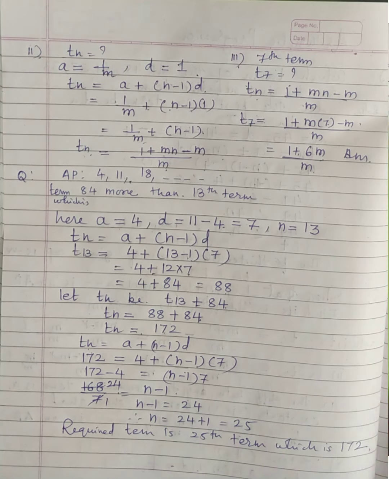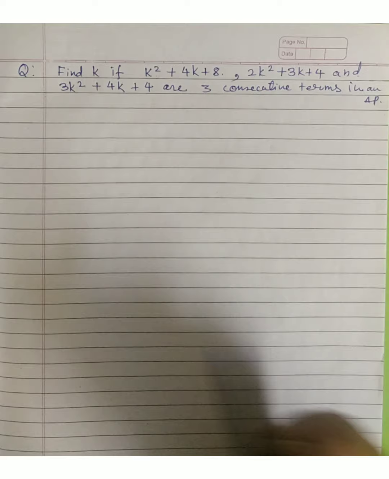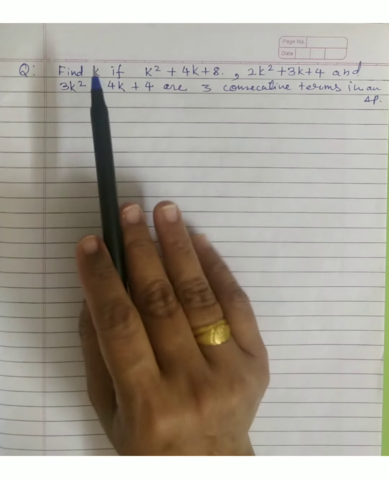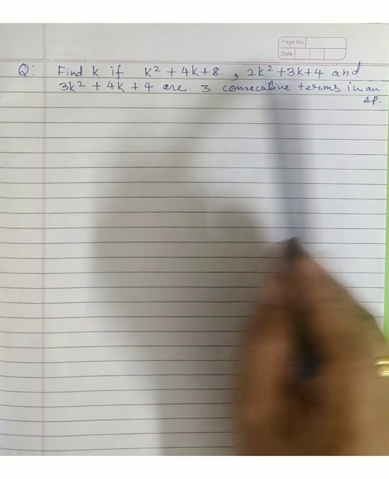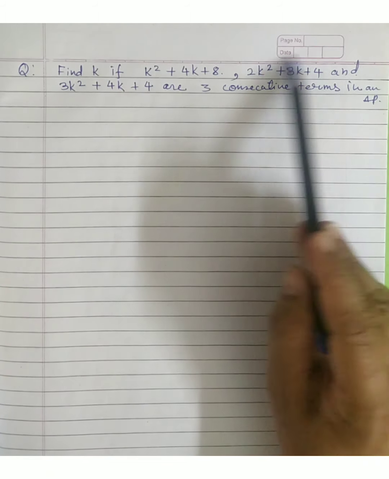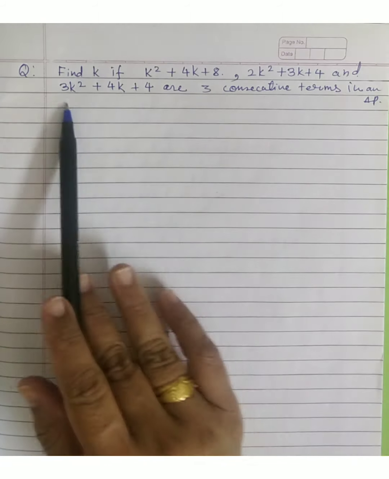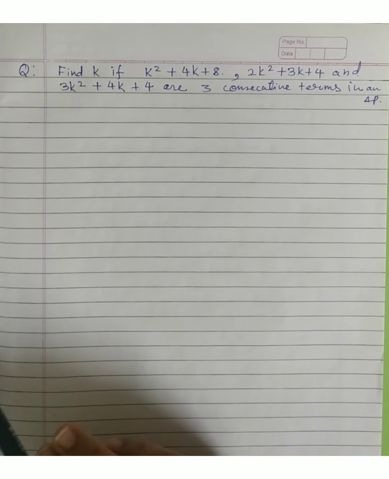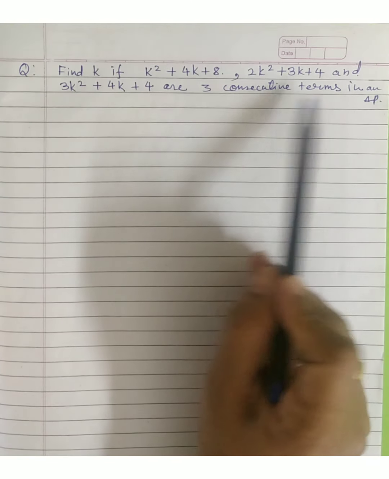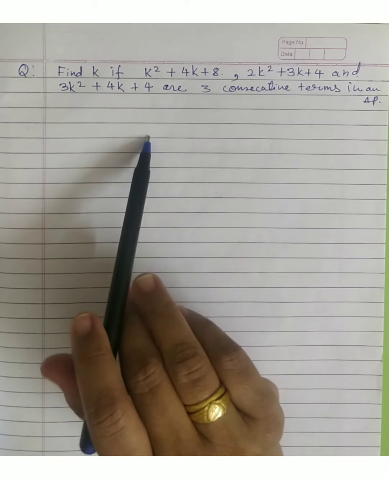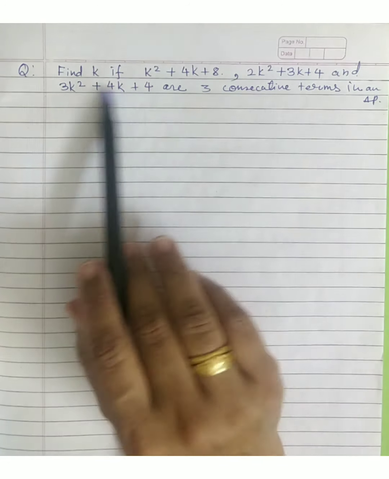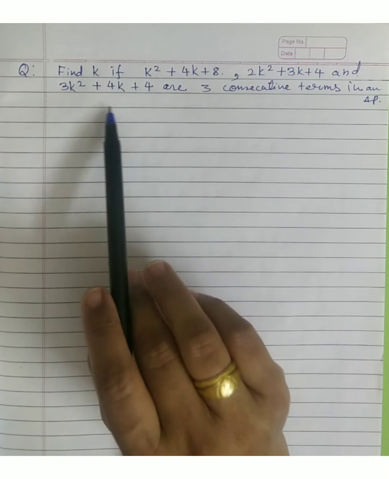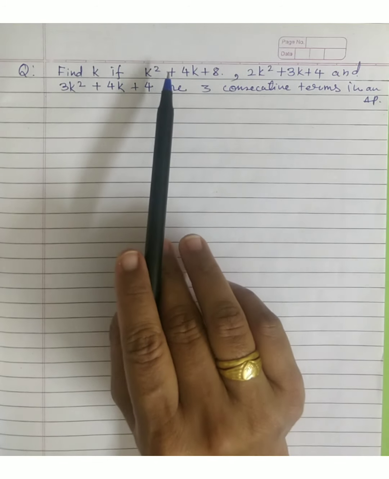172, right? See this question. Find k, if k square plus 4k plus 8, 2k square plus 3k plus 4 and 3k square plus 4k plus 4 are 3 consecutive terms in an AP. Again, simple, if you understand the logic here, these are the 3 terms in an AP. Only that much is given, and you have to find k.